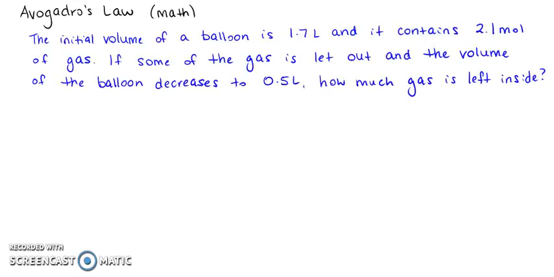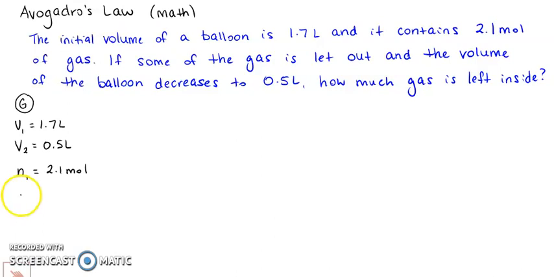The initial volume of a balloon is 1.7 liters, and it contains 2.1 moles of gas. If some of the gas is let out and the volume of the balloon decreases to 0.5 liters, how much gas is left inside? So this question gives us a bunch of information. We know that the initial volume, or volume 1, is 1.7 liters, and that volume 2, or the final volume, is 0.5 liters. We also know the initial number of moles, or the amount of gas, is 2.1 moles.